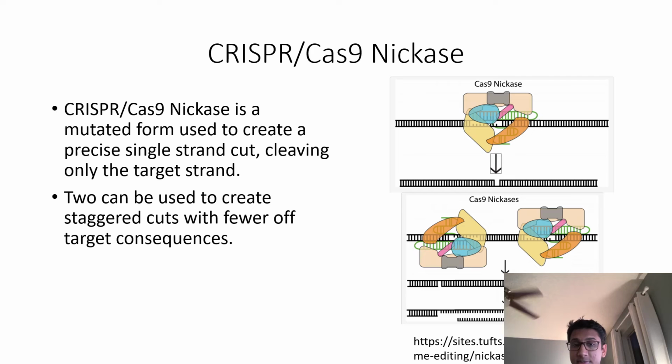So what I'm using specifically is called CRISPR-Cas9 nickase. CRISPR-Cas9 nickase is a mutated form used to create a precise single-strand cut, cleaving only one target strand. So that means I can then use two Cas9 nickase systems designed for different strand recognition and make staggered cuts, therefore having fewer off-target consequences and a more precise cut for what I need.